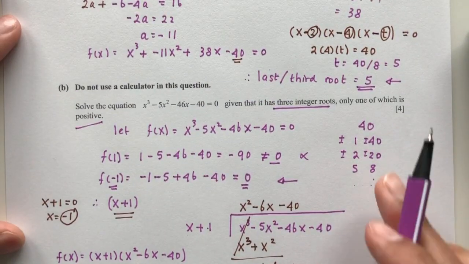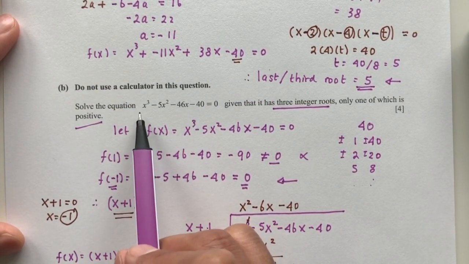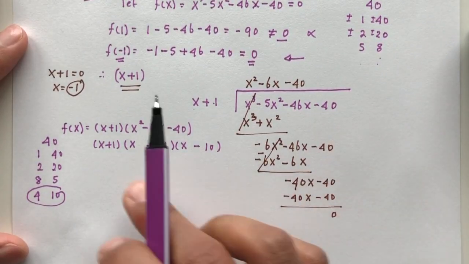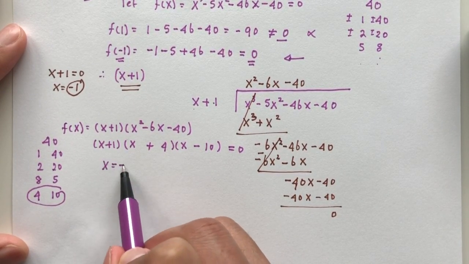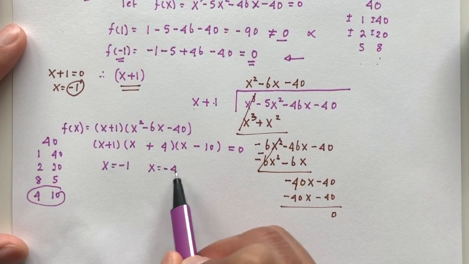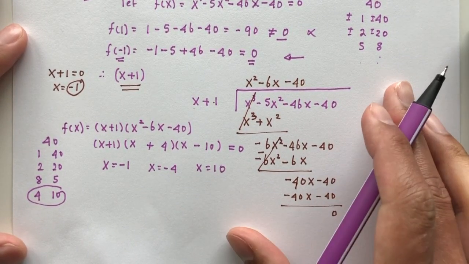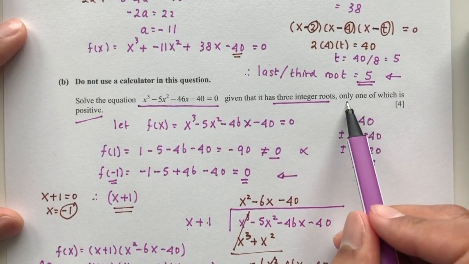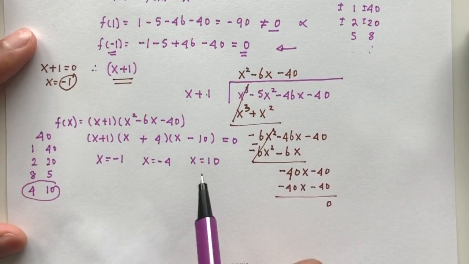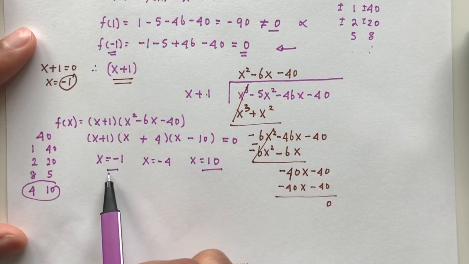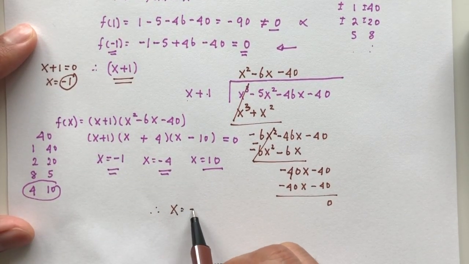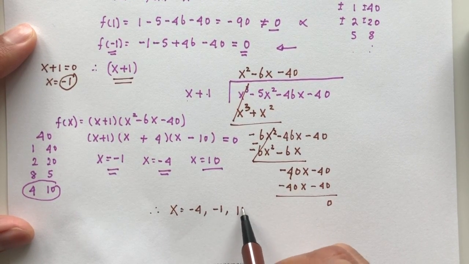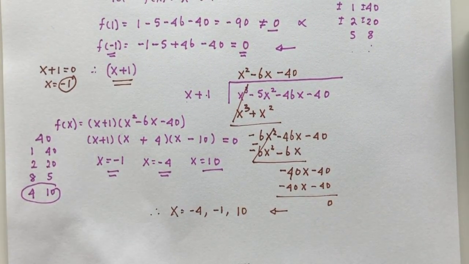Now the question is asking you, solve this equation, so we have to find the values of x. So we have to equate this to 0 to find the values of x. So the first value is x equal to minus 1, x equal to minus 4, x equal to 10. So as mentioned here, it has 3 roots. Only one is positive and the rest are negative. So this one is positive and the rest will be negative roots. So just to recap, the roots are minus 4, minus 1, and 10. Okay, and this will be question number 7.